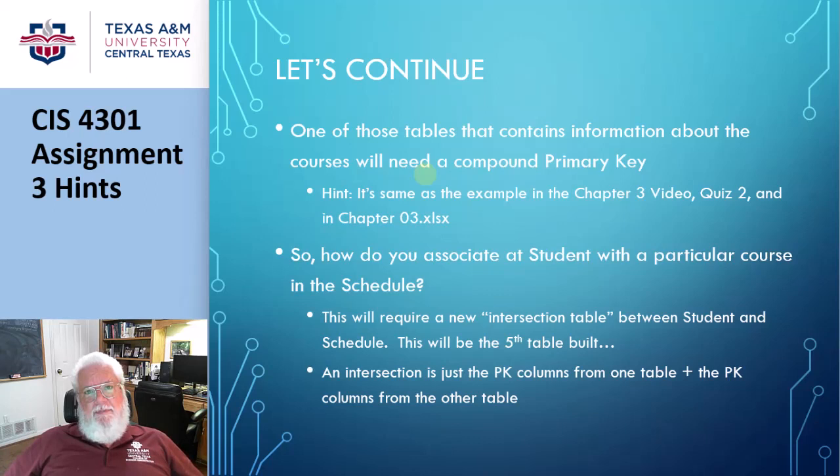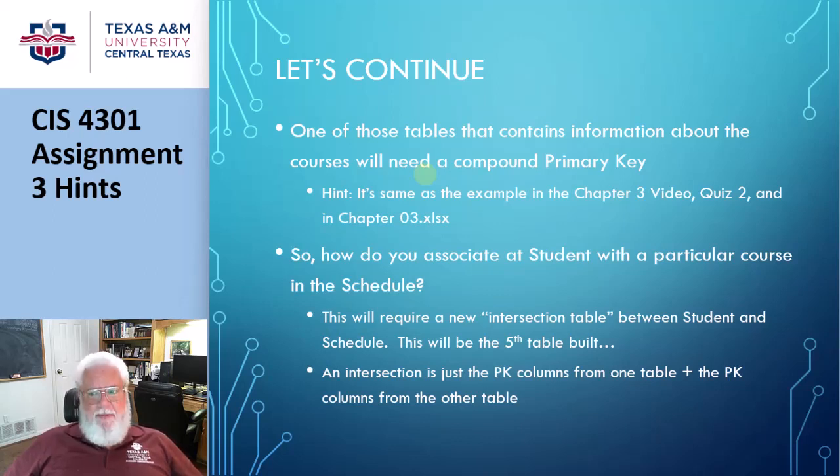Okay. So this is something we've done. It's in the Chapter 3 videos. It's in the quiz you took. It's in some of the Excel spreadsheets. It's available in lecture notes. So you should be able to figure out how to make a primary key out of that schedule. You should, because we've done it 3 times now.